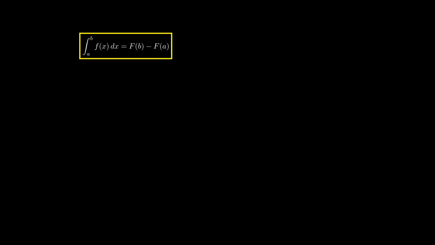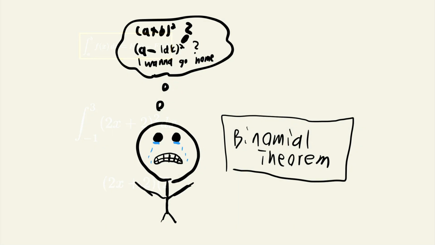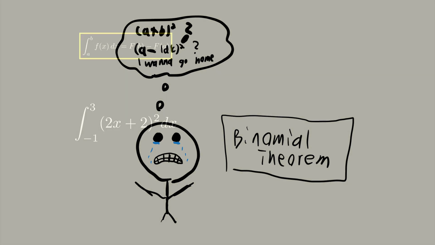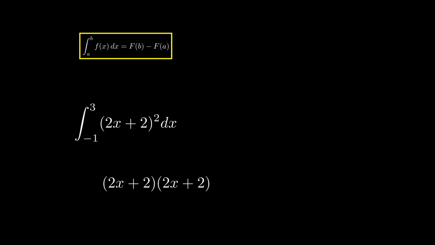Now let's do an example with parentheses. So one way to solve this would be to use the binomial formulas. I hated them in school, because I just couldn't remember them. Anyways. So 2x plus 2 squared is really just 2x plus 2 times 2x plus 2. And that's just 4x squared plus 4x plus 4x plus 4. Yeah, I should make the animations faster next time.